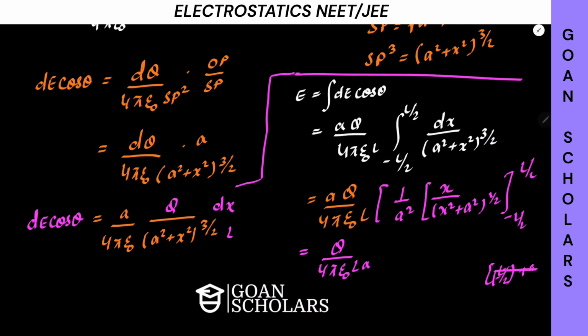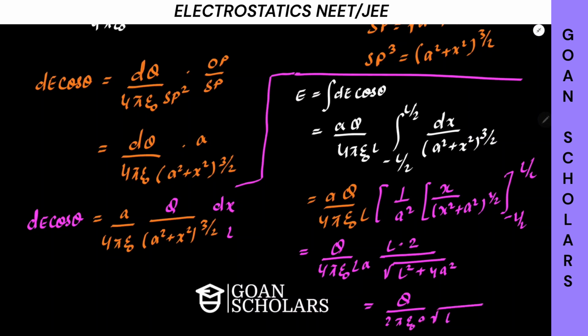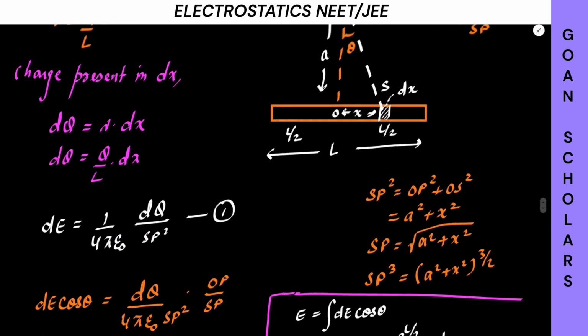So when you simplify this expression, putting the upper limit and lower limit, what will you get finally? Q by 4 pi epsilon naught a into L, and L into 2 on the top, divided by root under L square plus 4a square. Finally you can get it as q upon 2 pi epsilon naught a root under L square plus 4a square. Great. So this was our electric field at the perpendicular part.